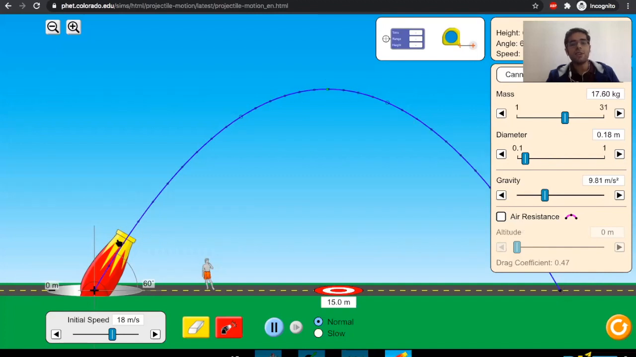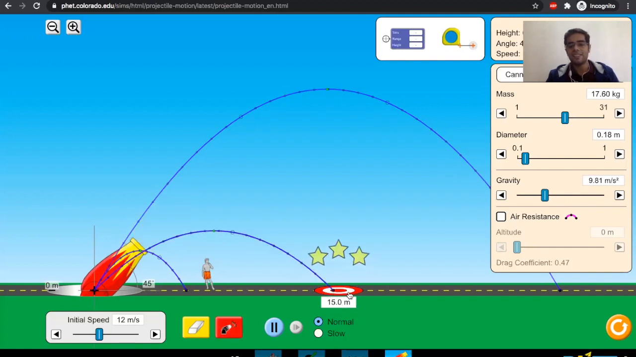Okay. Now what I can do, I can change. Let's say I'm reducing my initial speed to 8 meters per second. Okay. And let's see where it reaches. It reaches only up till here. Okay. Let me put it 12 and let me change the angle now. So let me change the angle to 45 degrees. So let's see where it reaches. Yes, it reaches the target. So the target is 15 meters.